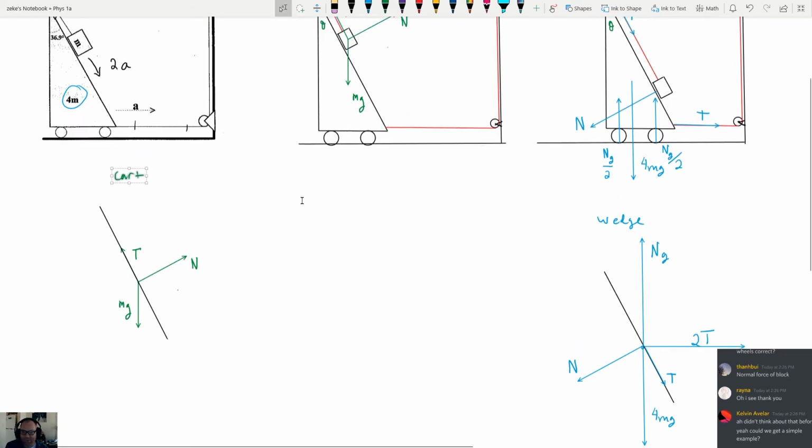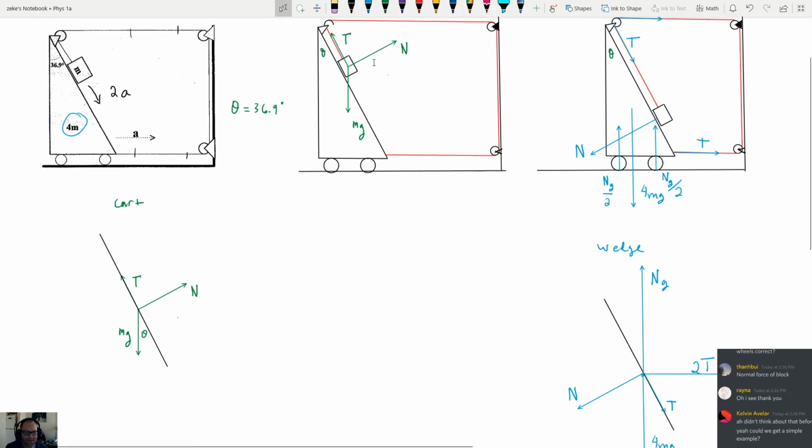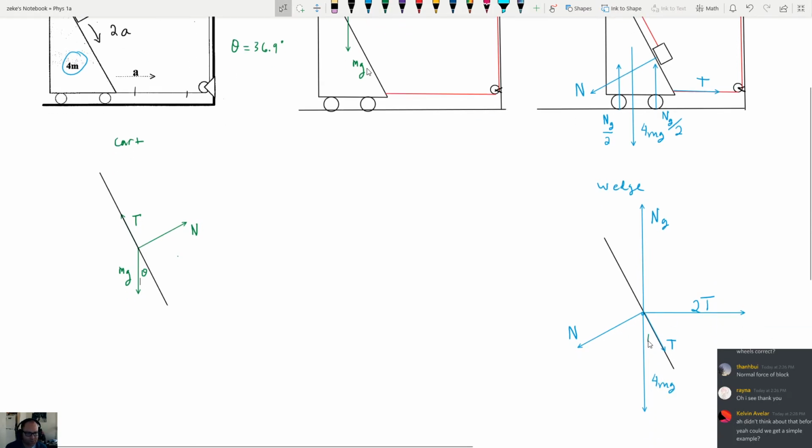We can also start to put some angles in here. The angle at the top here is 36.9 degrees. I'm going to define that to be theta, so theta is equal to 36.9 degrees. And that same angle theta should show up right here, and on my picture on the right, it should show up right here.